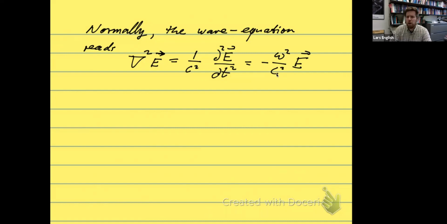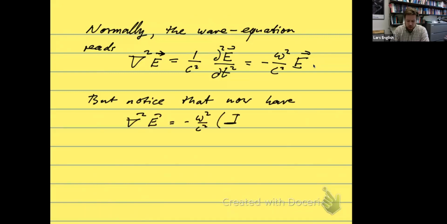And there's still a c squared here. So this would be the normal wave equation: del squared E is equal to minus omega squared over c squared times E. Okay, and so now what we have is something a little bit different.